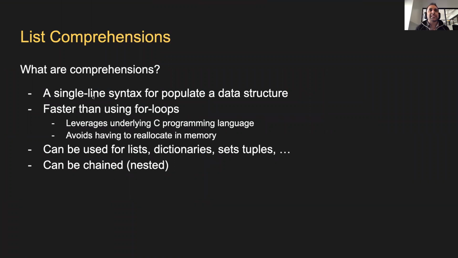What are comprehensions? It's a single line syntax, very similar to ternaries, where you could use them on a single line to populate or create a data structure. Depending on use case, they can be faster than for loops. In the background, it uses the underlying C programming language to do the computation, so it's faster. Python's a high level language, C is a low level language, so it's generally faster. Also, using list comprehensions avoids having to reallocate your data structure in memory, and that's probably a whole lot of word vomit I just said that might not make sense.